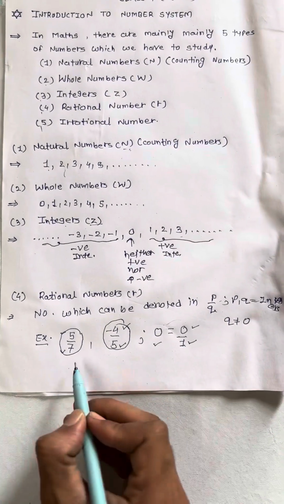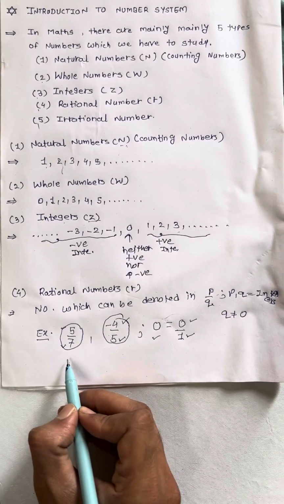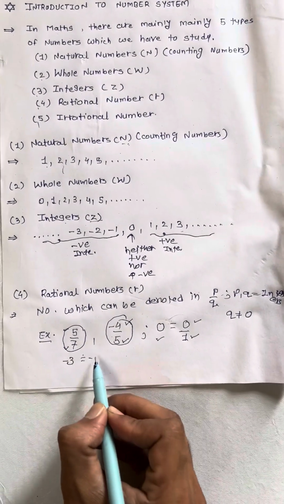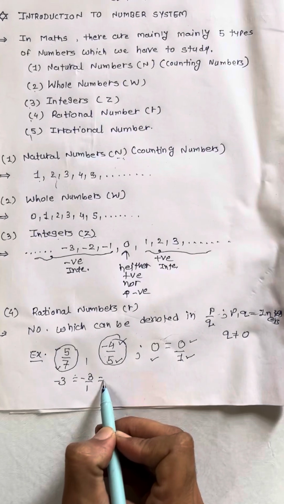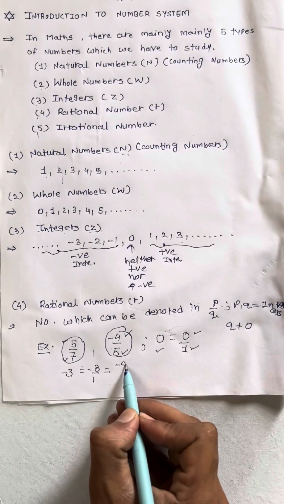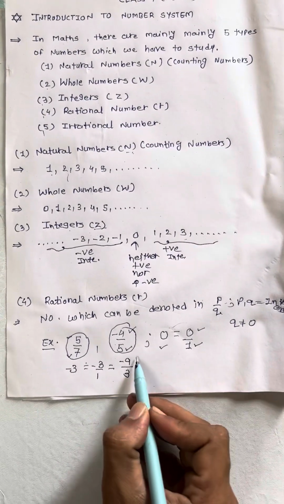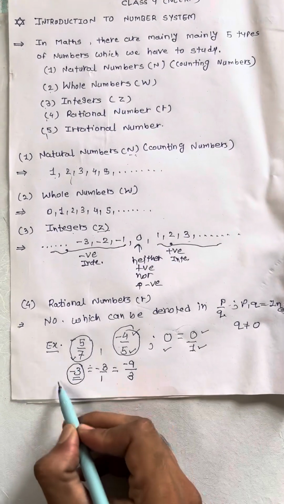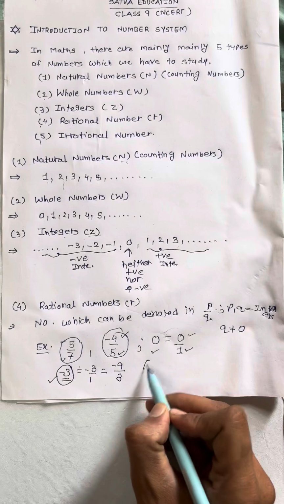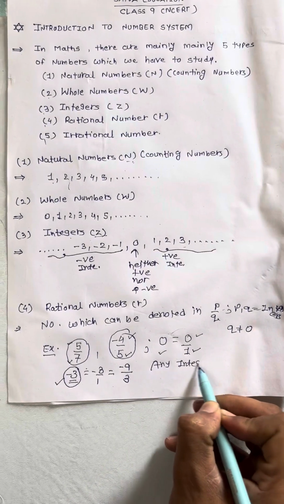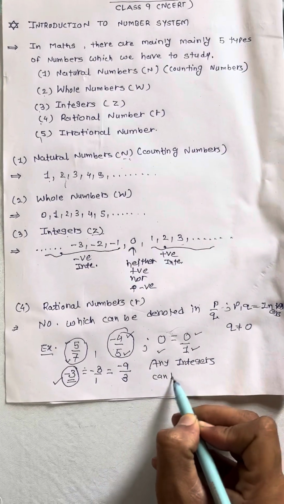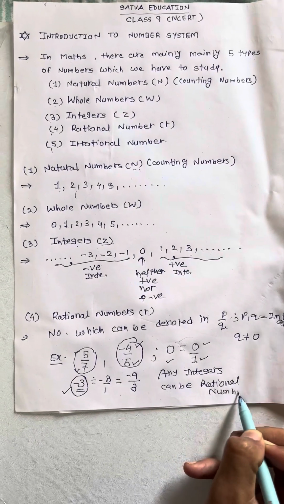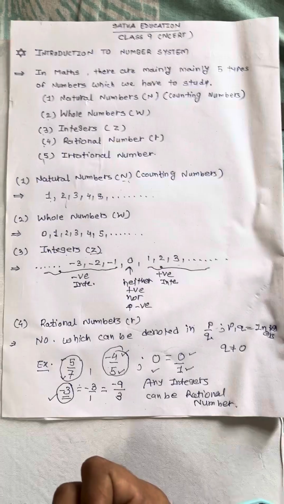So we can denote every natural number, or we can say every integer, in the form of p by q. Like if we take minus 3, then we denote it as minus 3 by 1. Also we know equivalent fractions: if I take minus 9 by 3, it is also a rational number, which is equal to minus 3. So we can say minus 3 is a rational number. So we can say any integer can be a rational number, and we will see more about rational numbers in the next session.